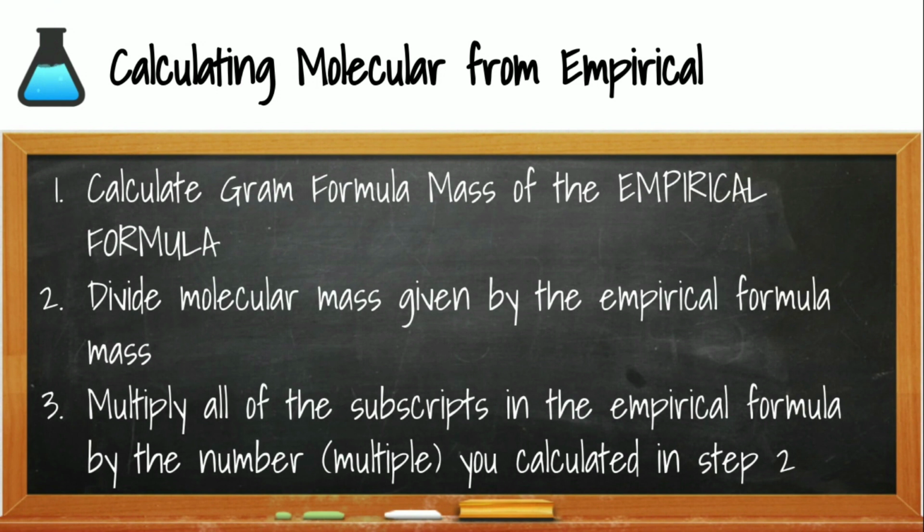In order to calculate the molecular formula from the empirical formula, the first thing you'll want to do is to find the gram formula mass of the empirical formula. Divide the given molecular mass by the empirical formula mass, and then multiply all the subscripts in the empirical formula by that number.